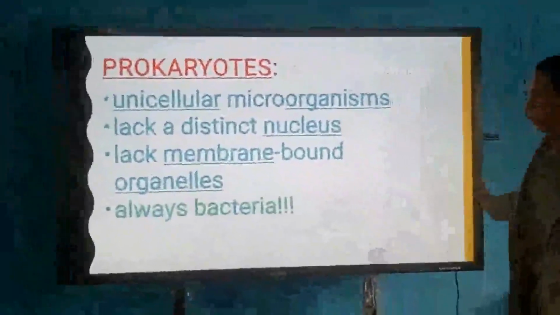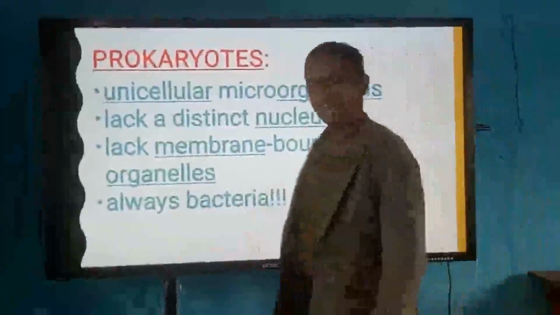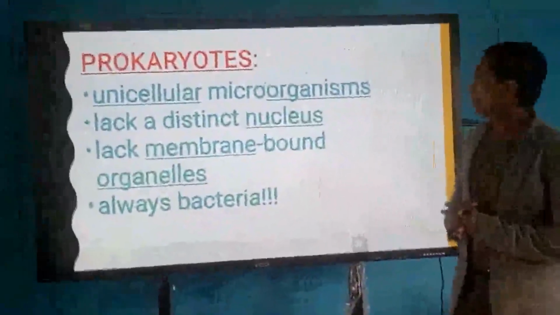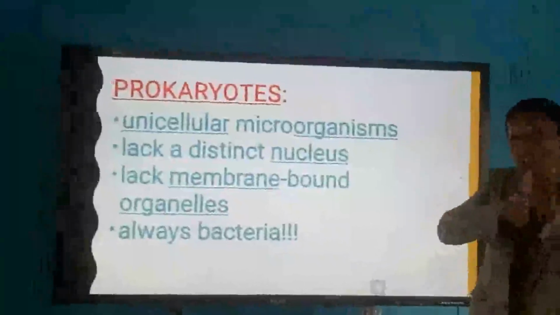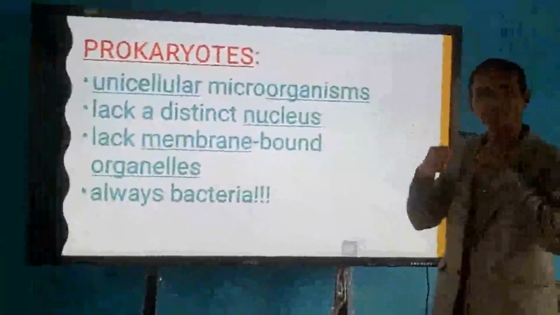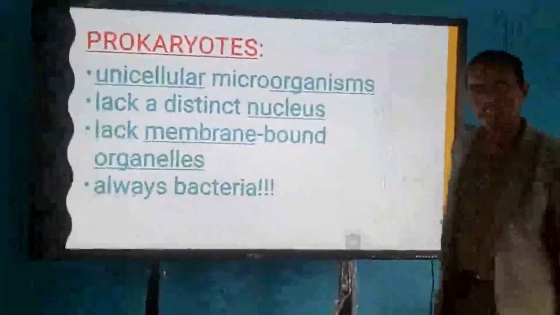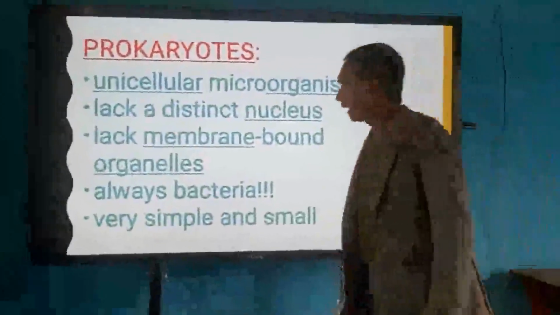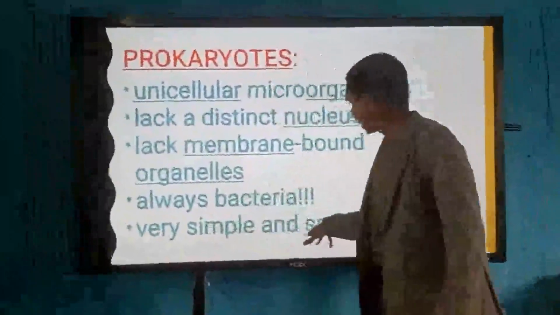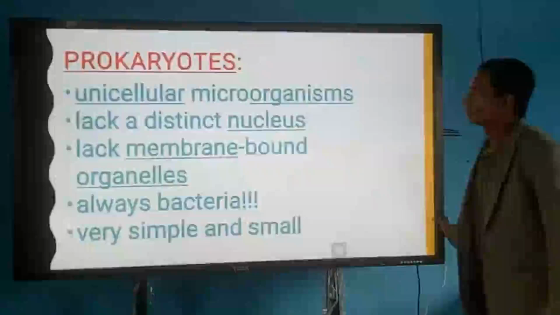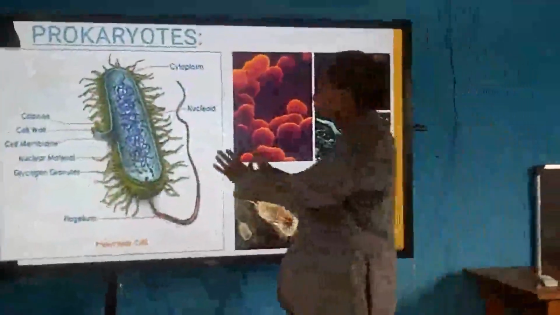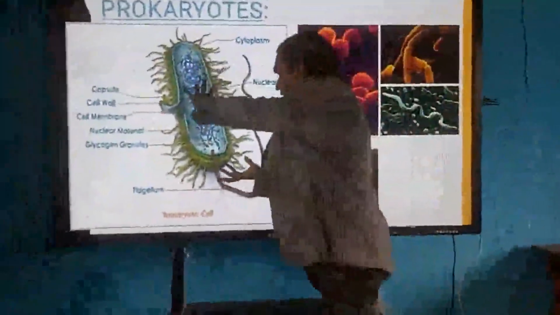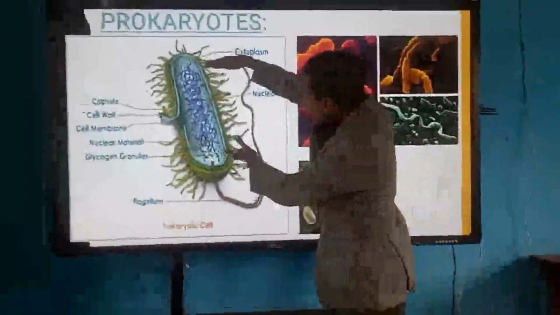Normally, bacteria and archaebacteria are categorized as prokaryotic organisms, because they are unicellular and they don't have a well-developed cellular structure. Also, prokaryotic cells are very simple and small. Let's move to the next slide, because this diagram shows the basic structure of a prokaryotic cell. Especially this is a bacterial cell.